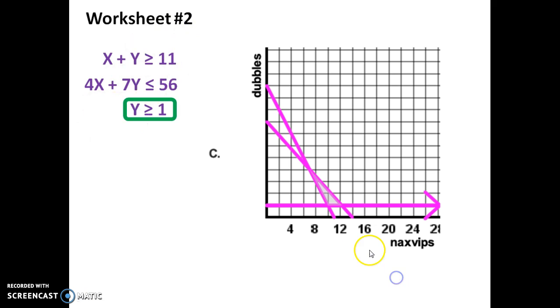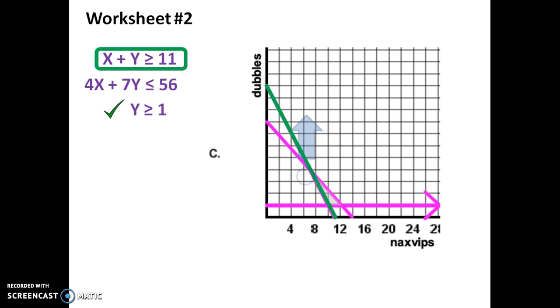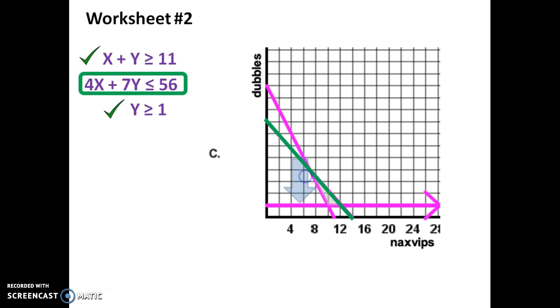Here, although it's very difficult to see, our shaded region is this triangle down here. So is that above? Absolutely. We are good to go with the y is greater than or equal to 1 inequality. x plus y is greater than or equal to 11. We need to be above that line, and we are. 4x plus 7y less than or equal to 56. We need to be below that line, and we are. So this is in fact the appropriate graph.